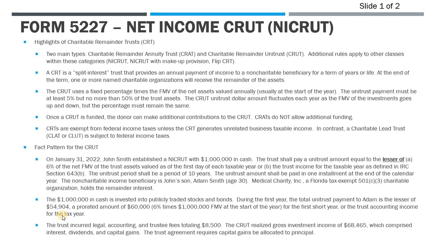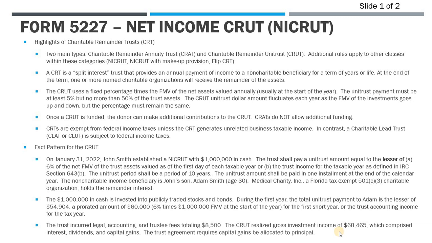And that's what we'll look at. We don't know it now, right? When the year is started, we have no idea what the trust accounting income is going to be for the period. So the trust had some trustee fees, legal fees, accounting fees, so we'll account for those. And the trust agreement does stipulate that capital gains should be allocated to principal.